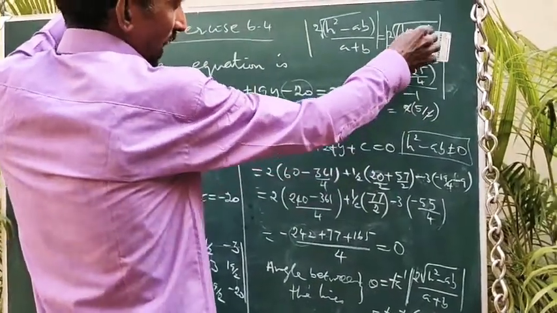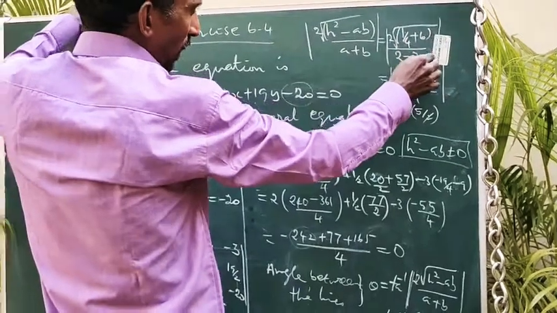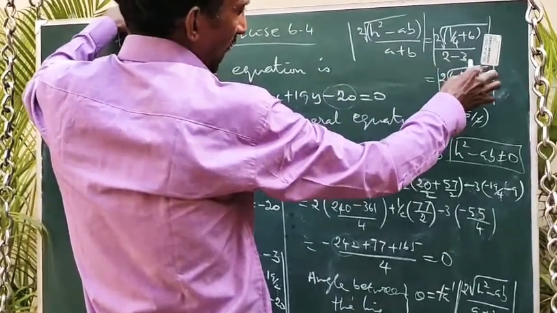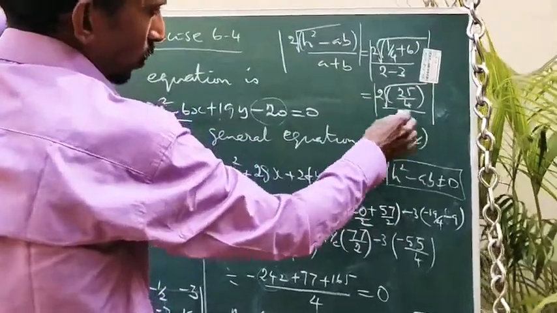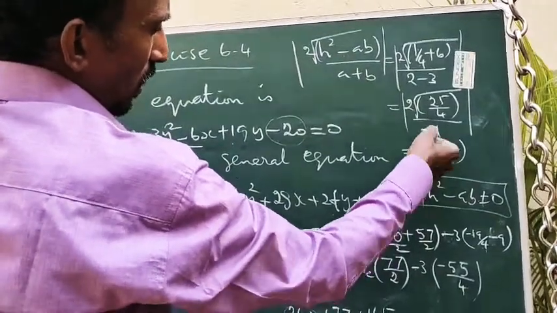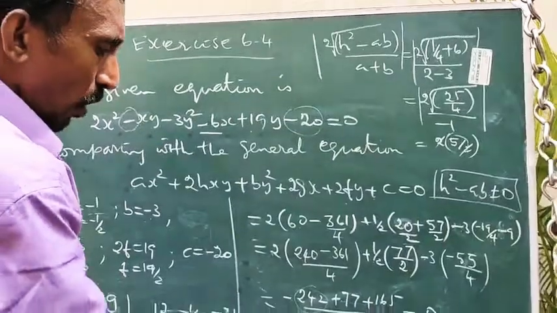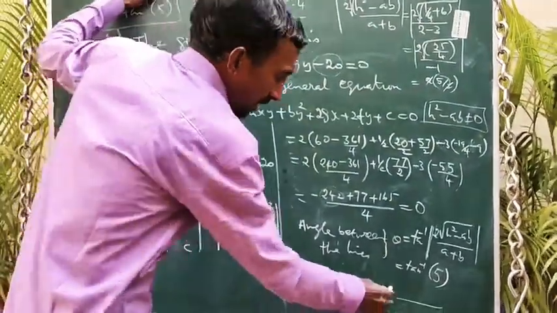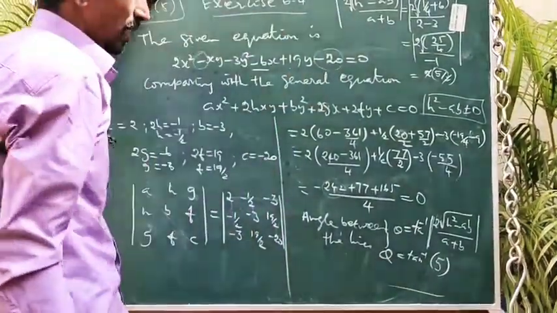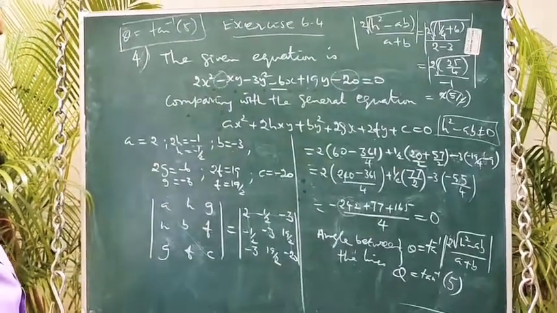Okay. So if we take the LCM, 25 by 4. So the square root is 5 by 2. These 2 cancel. Modulus we can leave that minus sign. So we are getting 5. So angle between the pair of straight lines is theta equal to tan inverse of 5. That is also proved.